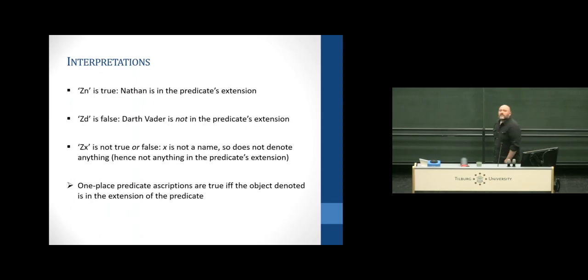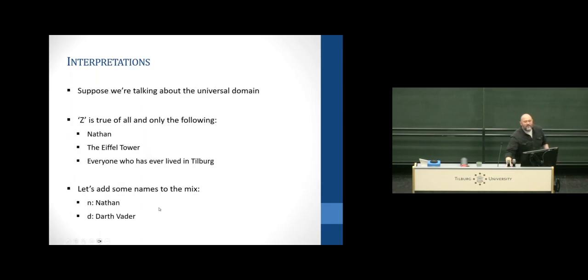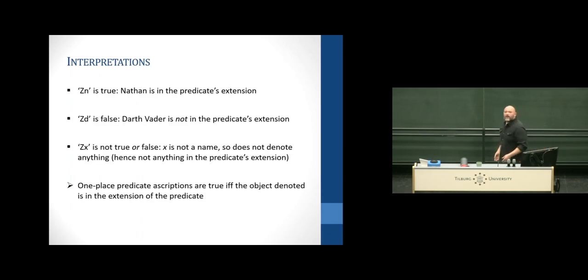So thinking about this, right, is Zn true on this interpretation? Yeah, because I'm in the extension of Z that I directly stipulated just a second ago. Is Zd true? No, because Vader, as far as I'm aware, isn't me, he isn't the Eiffel Tower, and he's definitely not somebody who's ever lived in Tilburg. He's not in the extension of the predicate, so his name attached to the predicate gives us a falsity. He's not in the extension. If you understand these two, you're 90% of the way to what we need to do.